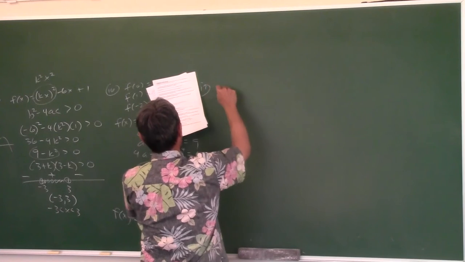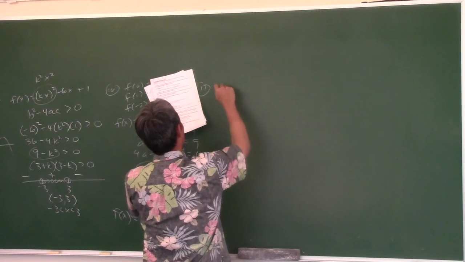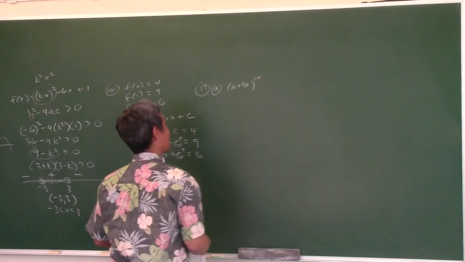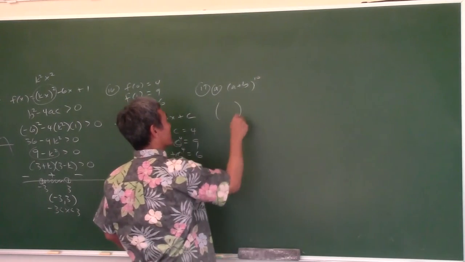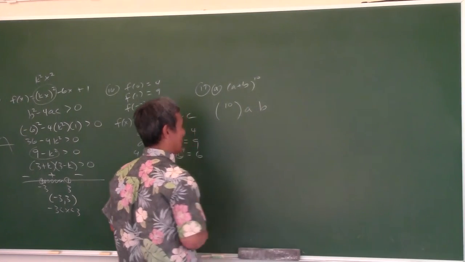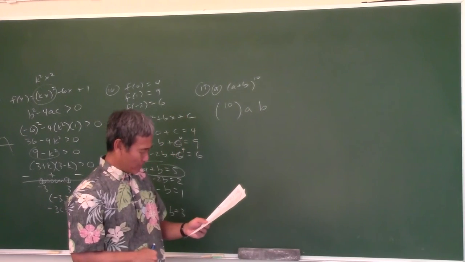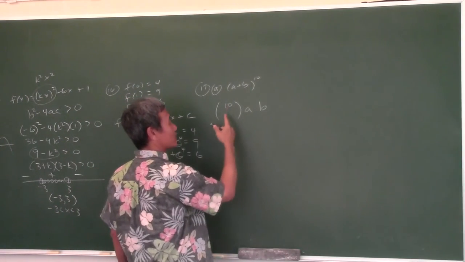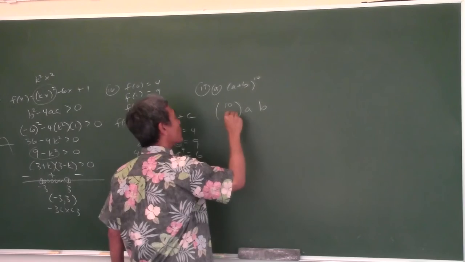Binomial theorem. Find the fourth term of the binomial expansion, a plus b to the 10th power. Well, you know every term is going to be of the form 10 choose something, a to the something, b to the something. Now, if we want the fourth term, let me make sure we're doing it right. Yeah, fourth term. Then this is going to be 10 choose 3.